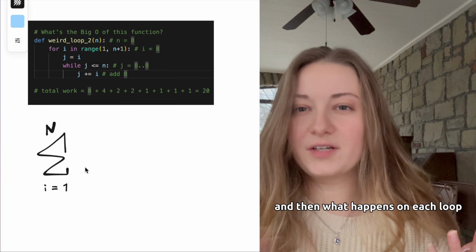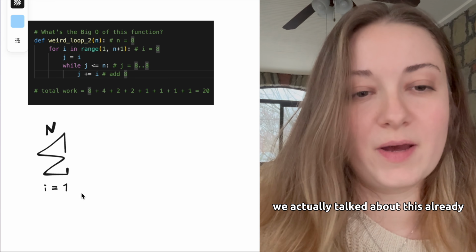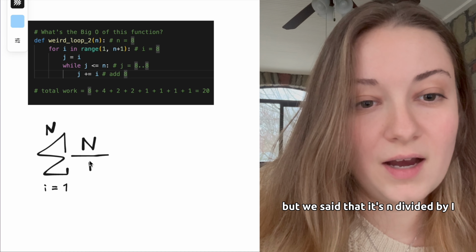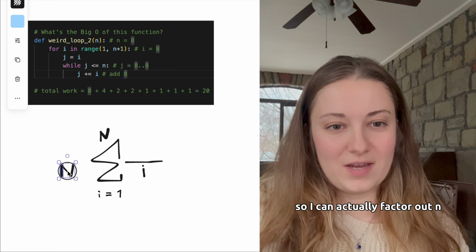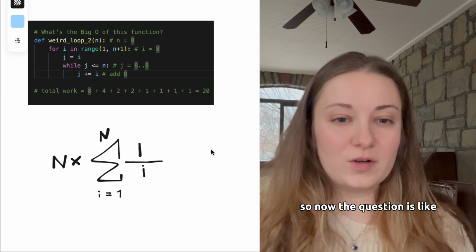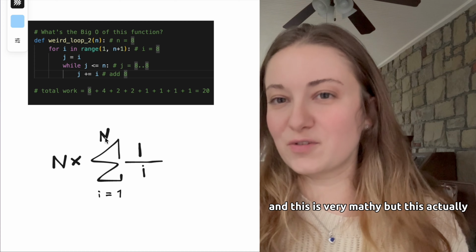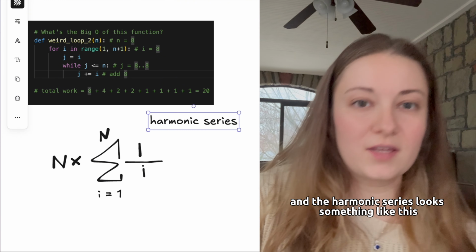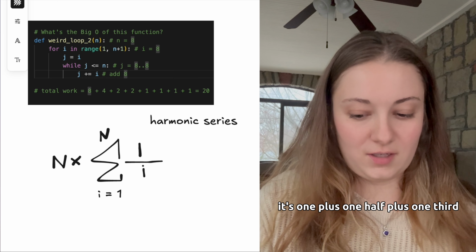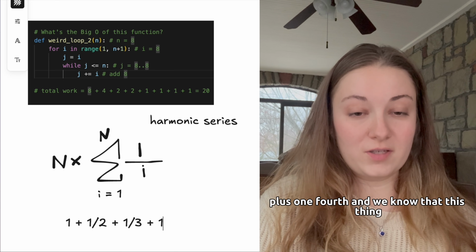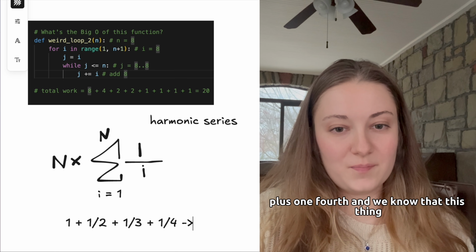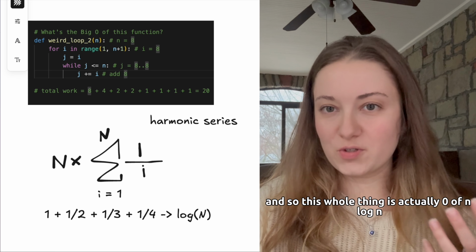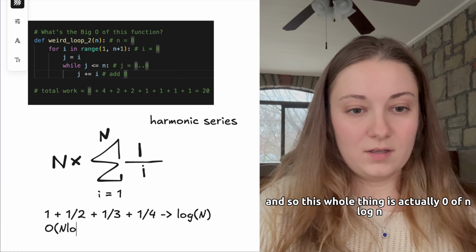And then how much work happens on each loop? We actually talked about this already: it's n divided by i. So I can factor out n, which is the same thing that we had before. Now the question is, what is this thing? This is very mathy, but you might recognize it. This is the harmonic series, and it looks something like 1 plus 1/2 plus 1/3 plus 1/4. We know that as n grows large, it grows like log n. And so this whole thing is O of n log n.